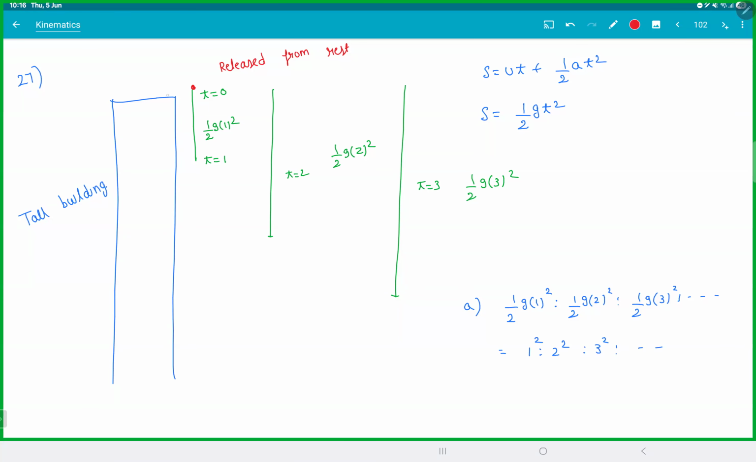You're asking for the first second. So remember, what is the first second? First second is 0 to 1. What is the second second? I'm asking from here to here. This is the second between 2 and 1. And this is the third second between 3 and 2.